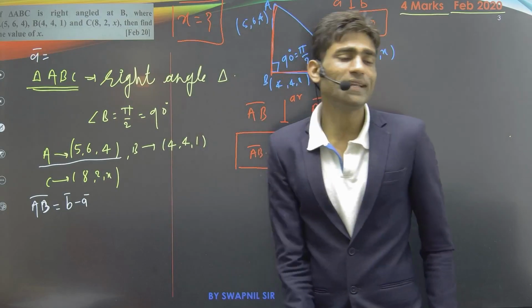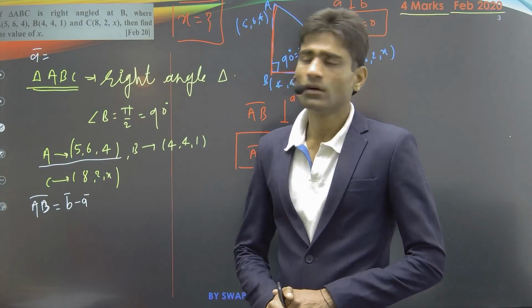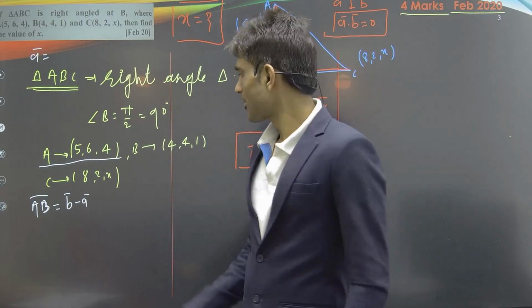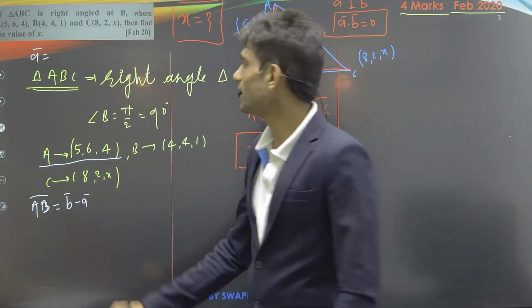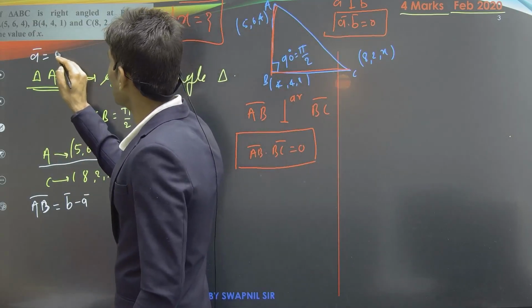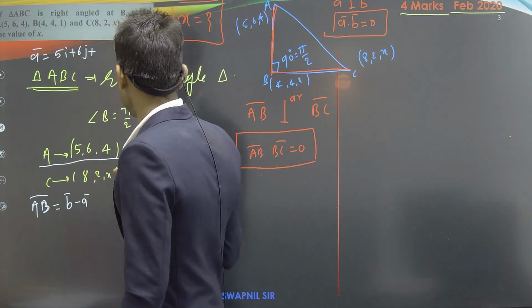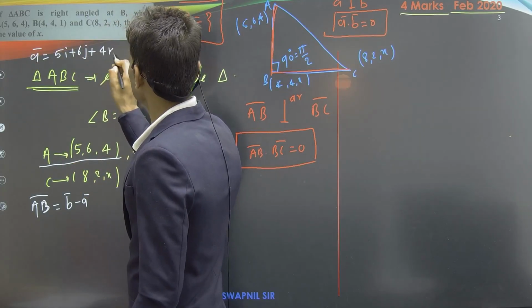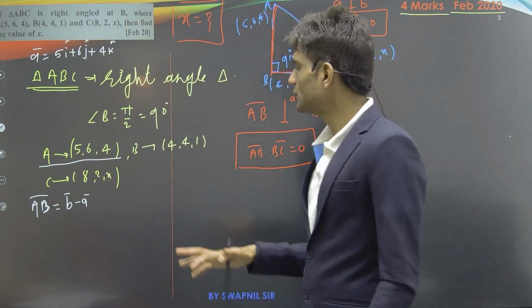We need to introduce only the coefficients of I, J, K while taking the position vectors. So 5 times I plus 6 times J plus 4 times K is the first position vector. They are vectors, so take the cap for I, J, K. So I got the position vector A bar.